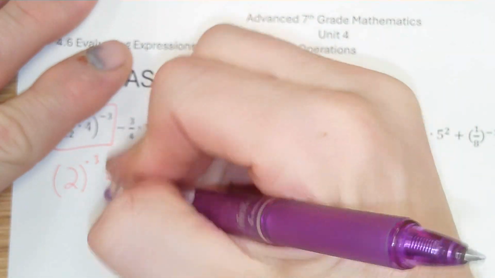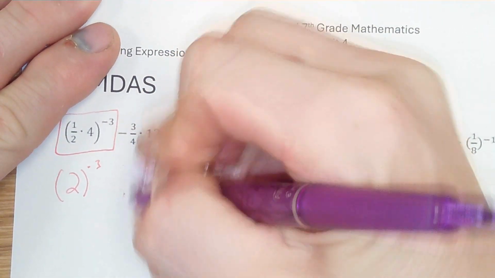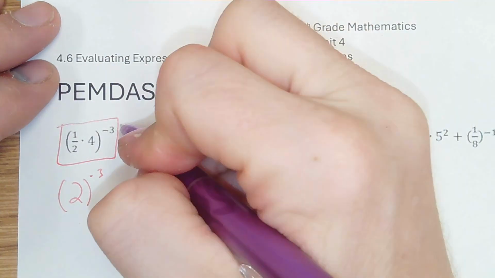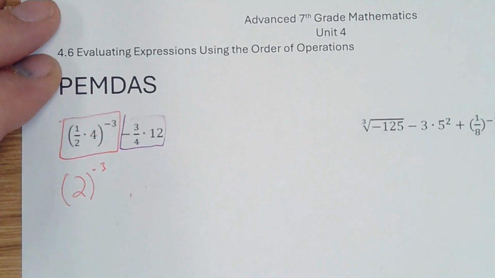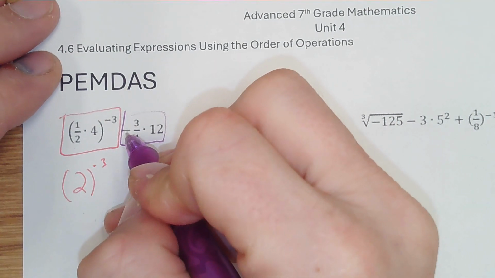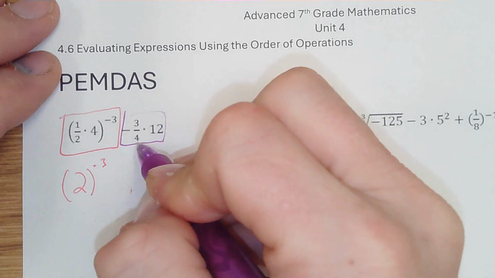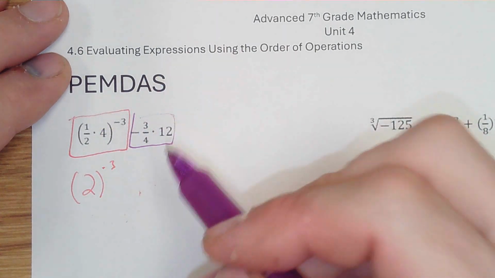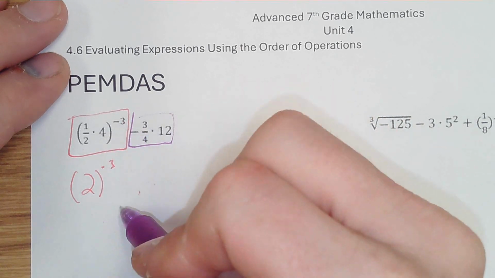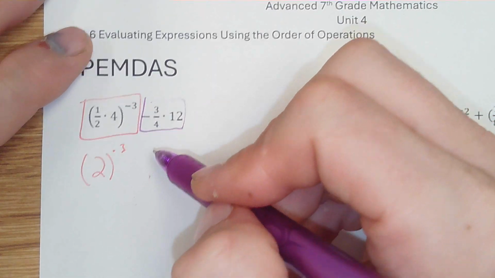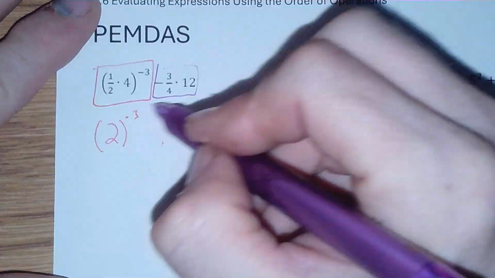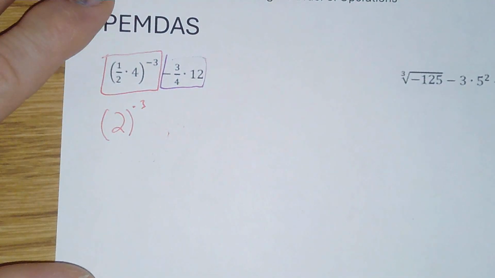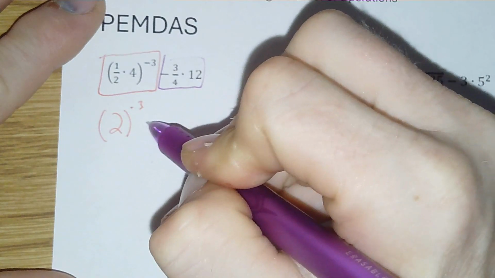-3/4 of 12. So this is negative, so this whole thing is going to be negative, not to be confused with that negative exponent. Negative exponents make things go on the bottom side of the fraction, which this whole thing is over a fraction of 1. Okay, and it was -3/4 of 12.